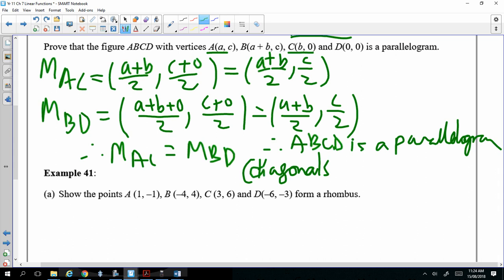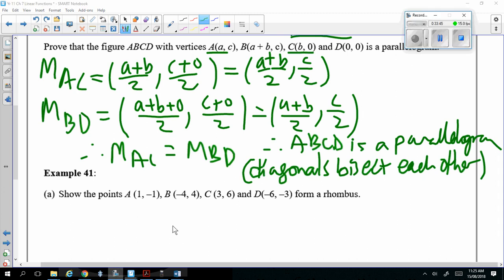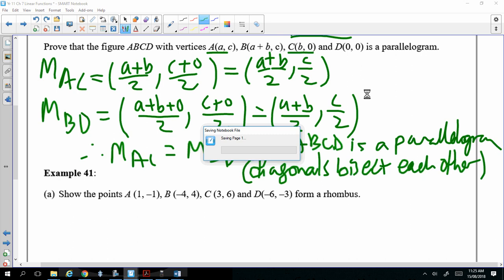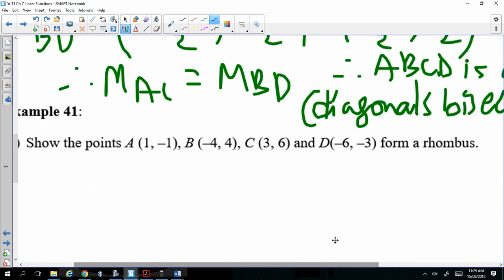Right, one more. All done? Now, how do I prove something is a rhombus? Who can remind me? Diagonals bisect each other at 90 degrees. So you have to find 2 things as well. Find the midpoint, let's do that first. So you go 1 plus 3 on 2, negative 1 plus 6 on 2. That equals 2, 2.5.